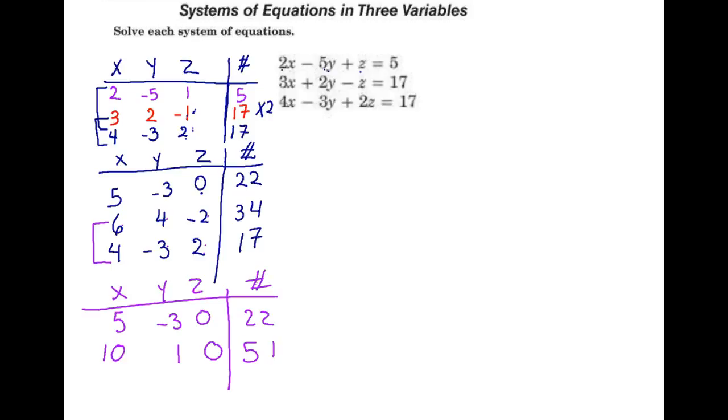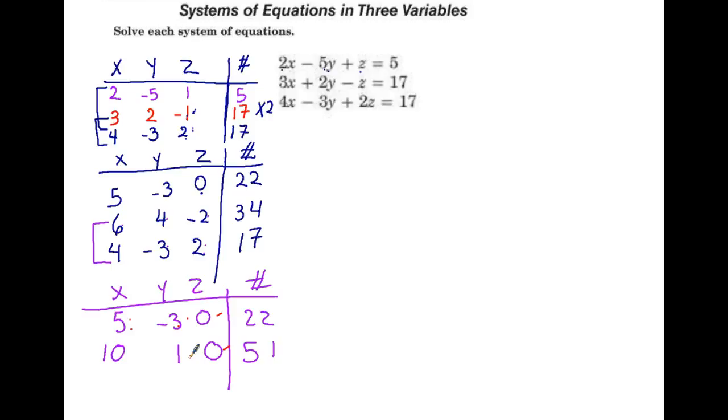Now I need to look again at the columns. I eliminated z, so now z is out of the picture. We have 2 variables, x and y, and we need to eliminate one of them. Let's look at the columns again: 5 and 10, negative 3 and 1. So nothing can be eliminated.